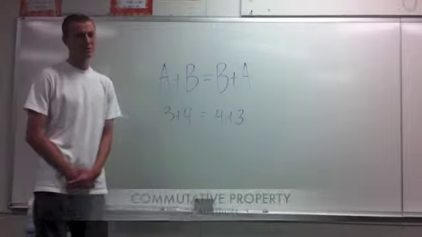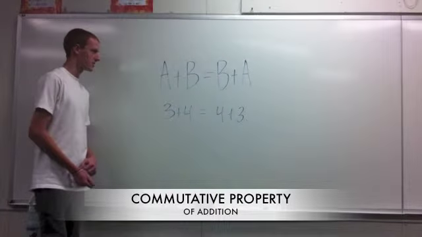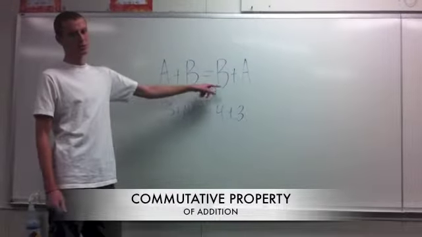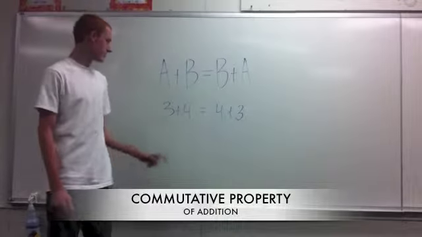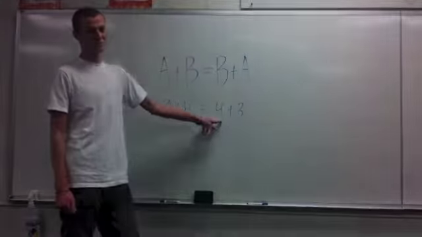The next one we're talking about is the commutative property of addition. So basically what that means is a plus b is still going to equal b plus a, and they're going to come out as the same answer. So 3 plus 4 equals 7, and 4 plus 3 equals 7.